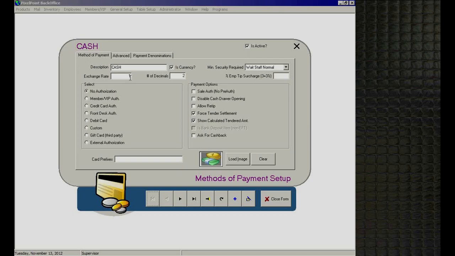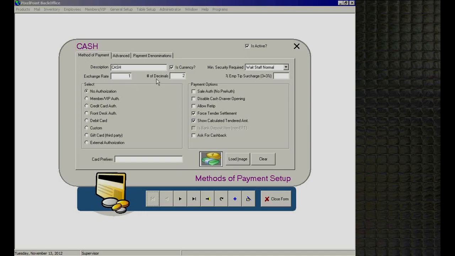Now, PixelPoint does not look to international exchange rates or what it currently is within the market or anything like that. You set it within here, and that's the way it is. So if it changes on a daily basis or something like that, then it's up to the establishment. If they really want to keep up with it that much, then they can change it in here on a daily basis. But we don't automate this process at all.